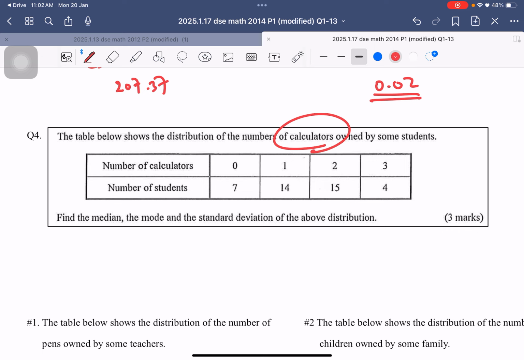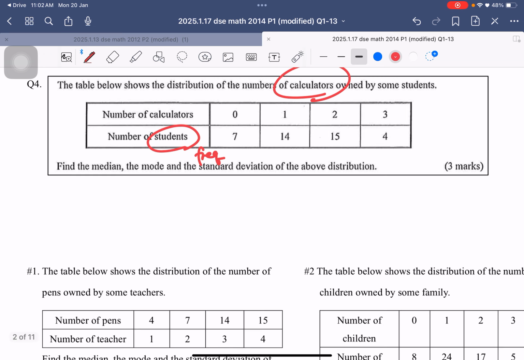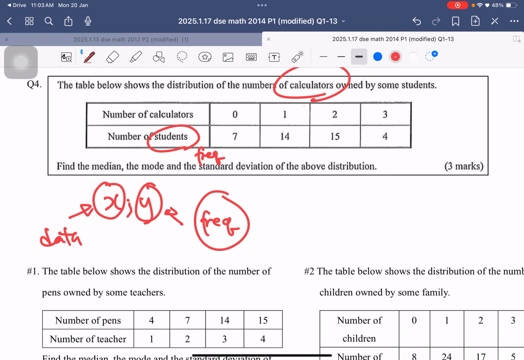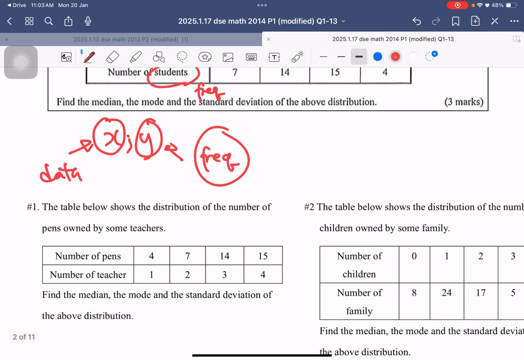Then the other thing, we have two things, isn't it? One is the calculator, one is the student. The calculator is something we treat as the data. Then the student is our frequency. When you enter in your calculator x:y, the x is our data. The y is the frequency, isn't it? Y is the frequency. Is this okay?